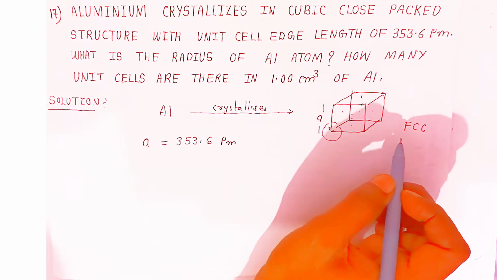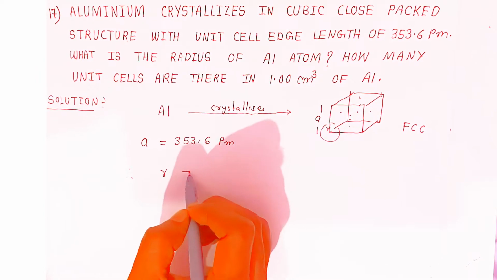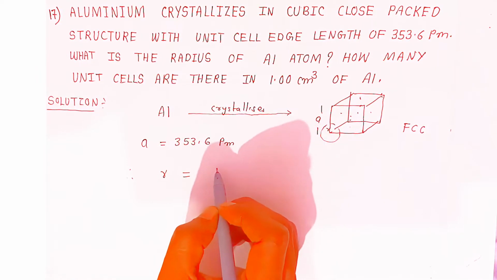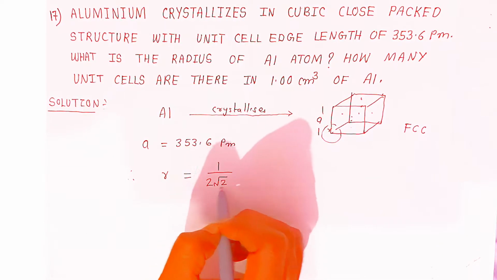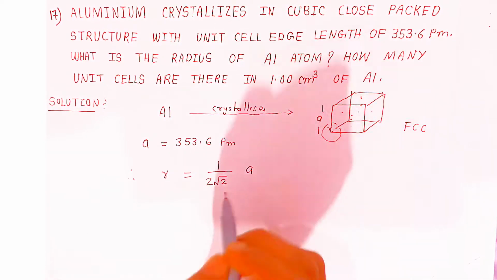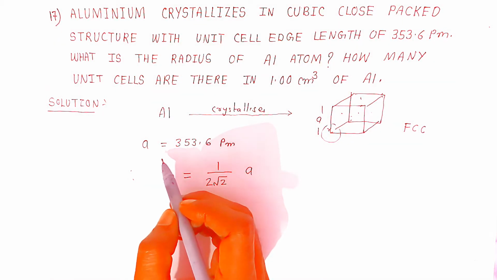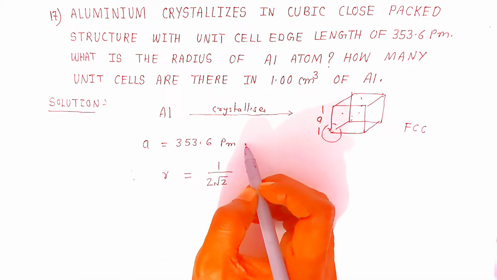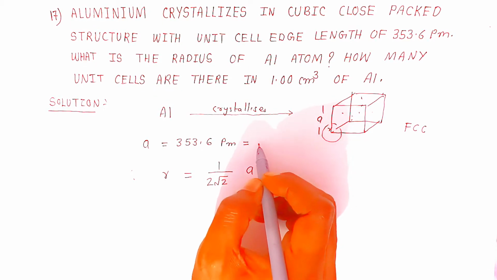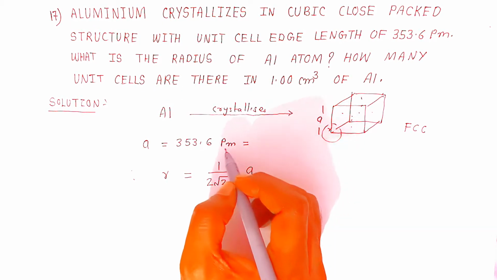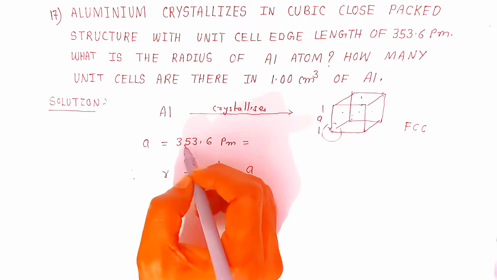So students, what is the relation that you know? Radius in FCC is always 1 upon 2 root 2 times the side of the unit cell. Understanding? The side is given in picometer. You can convert it into centimeter. If you multiply by 10 raised to minus 8, this picometer will convert into centimeter, so the decimal will be shifted.